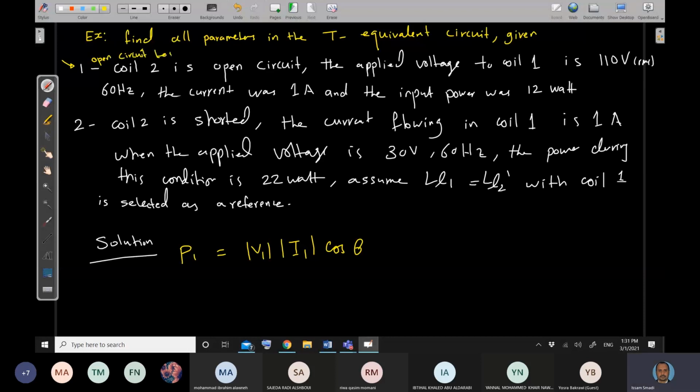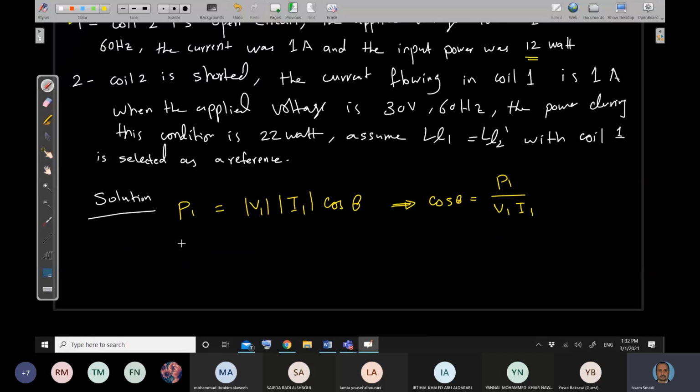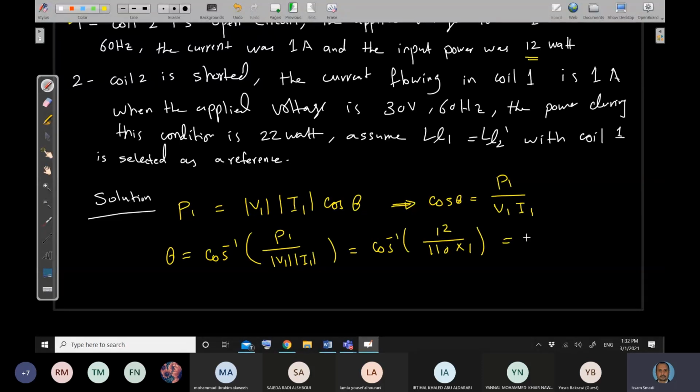We have 12 over 1. Yeah, we find the power factor. Okay, so simply from here I can find the power factor, which is the cosine theta, which will equal P1 over V1 I1. So from here I can find theta, which is cosine inverse of P1 over V1 I1. So this will equal cosine inverse of 12 over 110 multiplied by 1, and if I do the math it will equal 83.7 degree. Lagging or leading? Lagging.